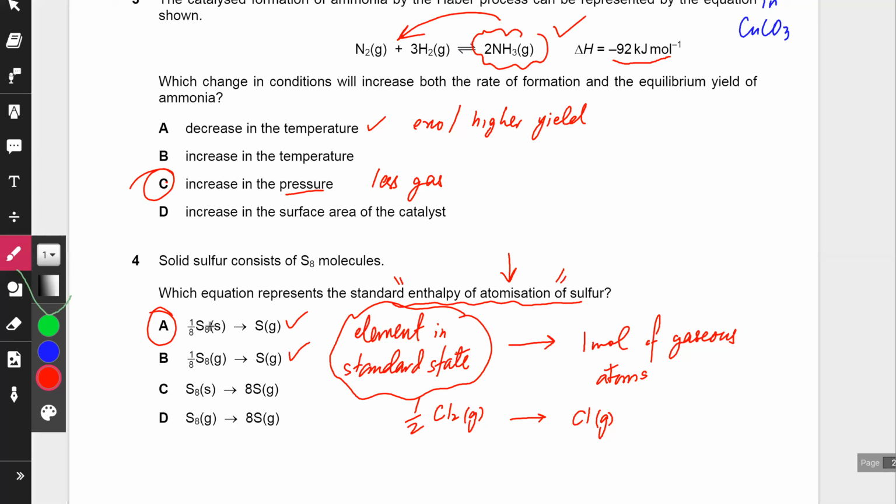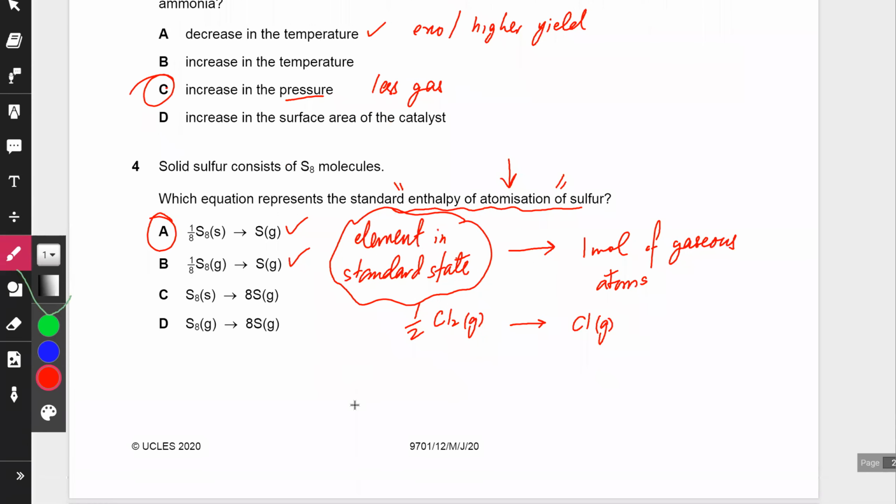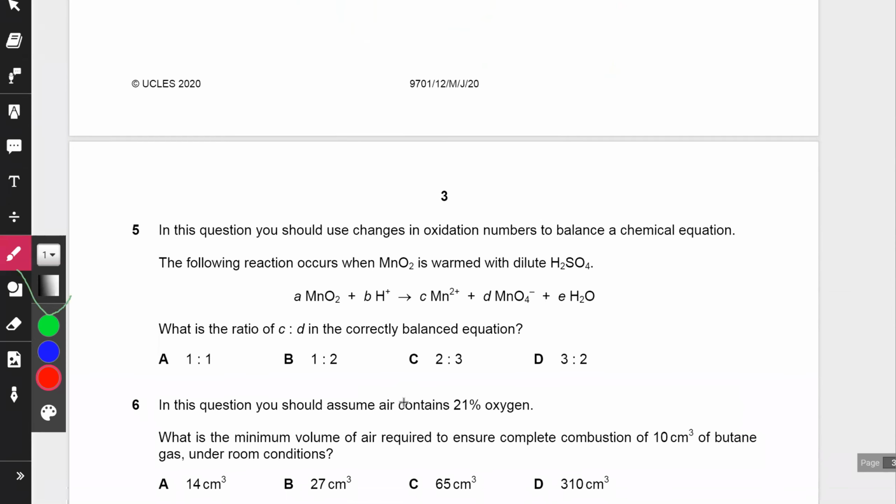One thing that's probably missing is that you should know that sulfur is S8. That's part of inorganic. That's the formula of sulfur. It has 8 atoms in it. But even if you hadn't known that, you should have guessed that 1 mole of gaseous sulfur is formed from its element, and the element sulfur is solid. So that's the only option that you have. Next one. Next one is the tough one.